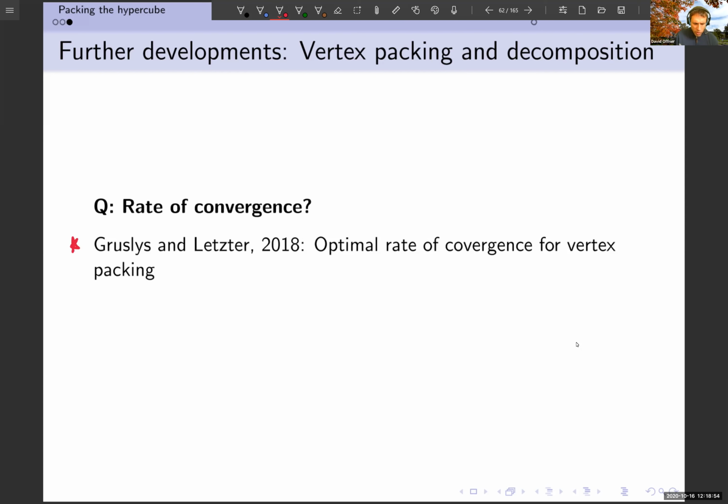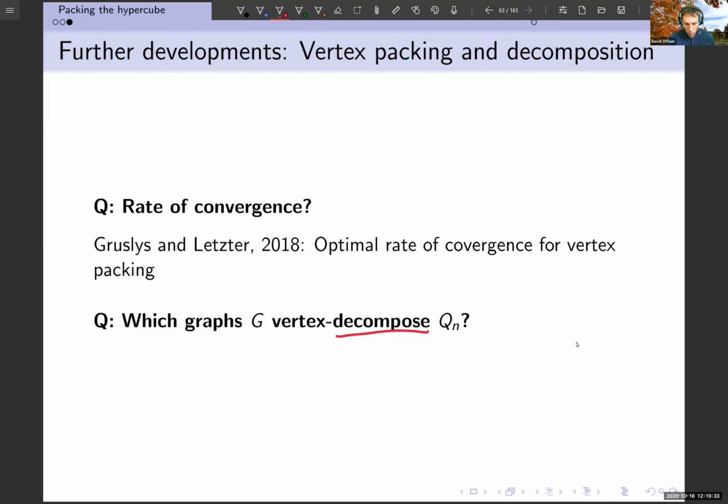Gruslitz and Letzer in 2018 analyzed this for vertex packings, and they gave a characterization of the optimal rate of convergence for vertex packing. As far as I know, nobody has done this for edge packing, so I think that is still open. The second question at that time was which graphs can either vertex or edge decompose Qn. Here, again, decompose means a packing with density 1. That's the subject of the second half of the talk.